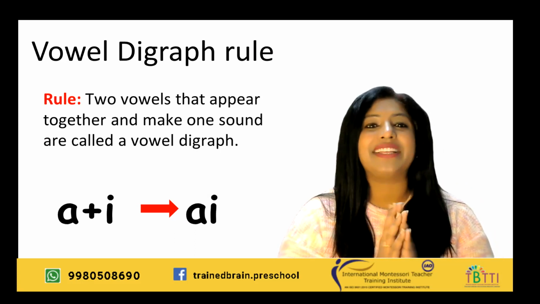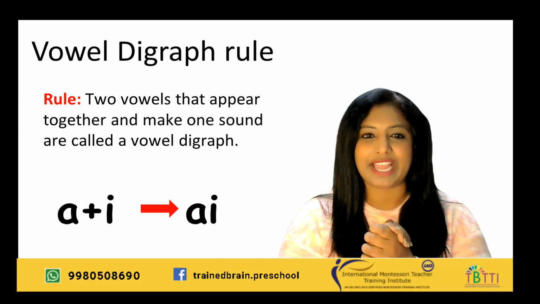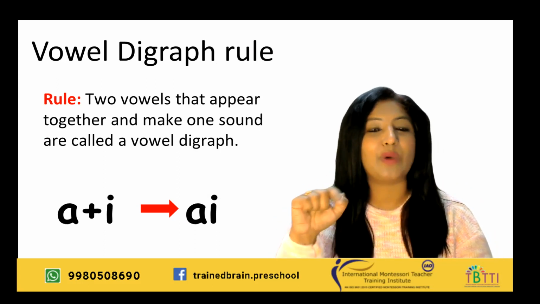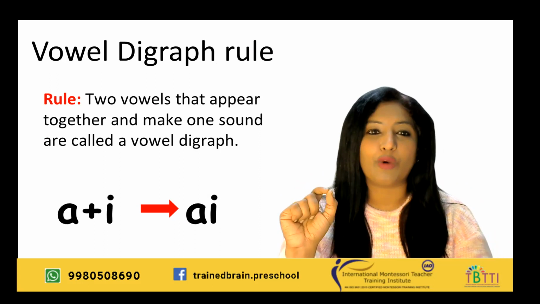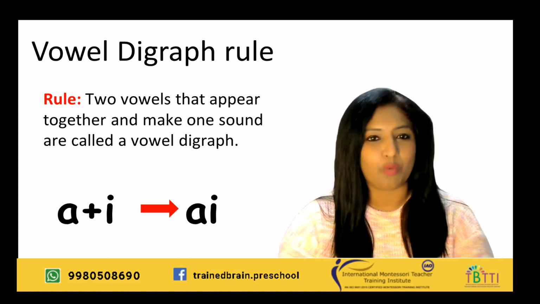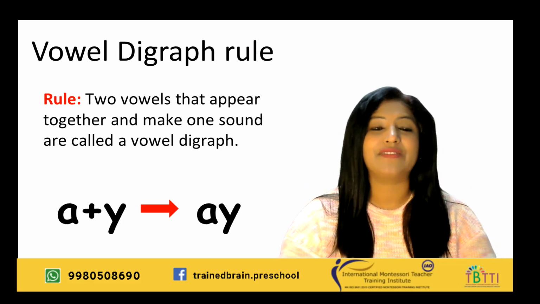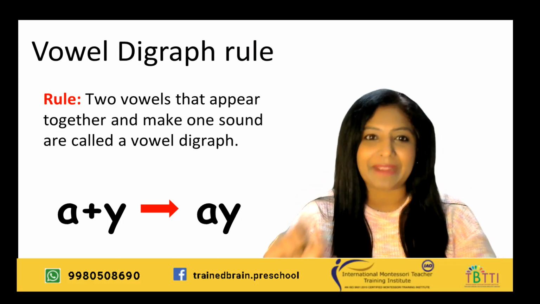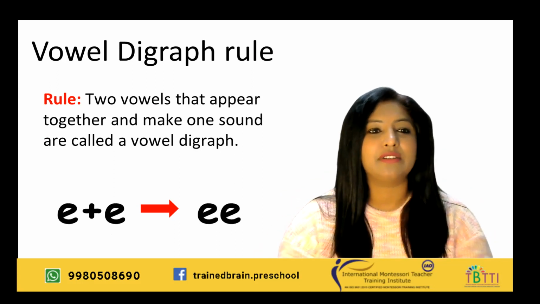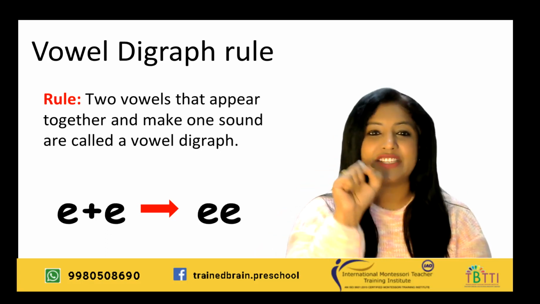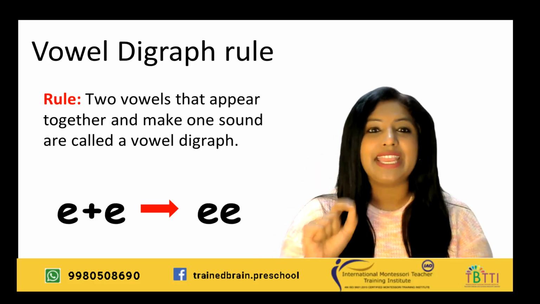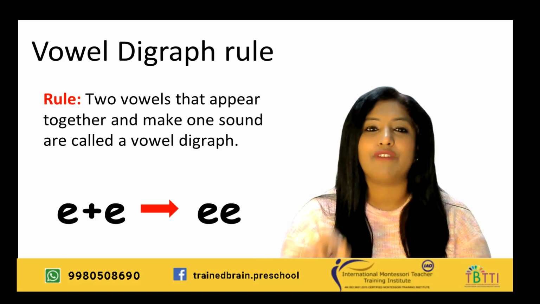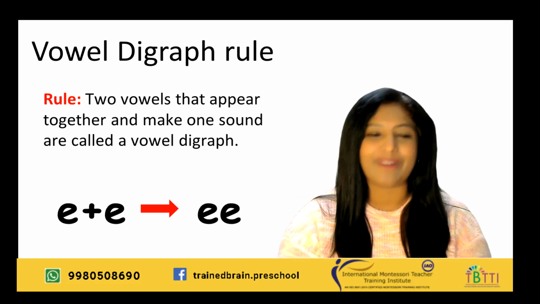For example, when the letters A and I are together, they make the sound A. See, they make the sound A. And A is a long vowel sound, and this combination is a vowel digraph. When we have vowels A and Y together, they make the sound A. And the third vowel digraph is when we have the letters E and E together, they make the sound E. And E is a vowel digraph and it's a long vowel sound.